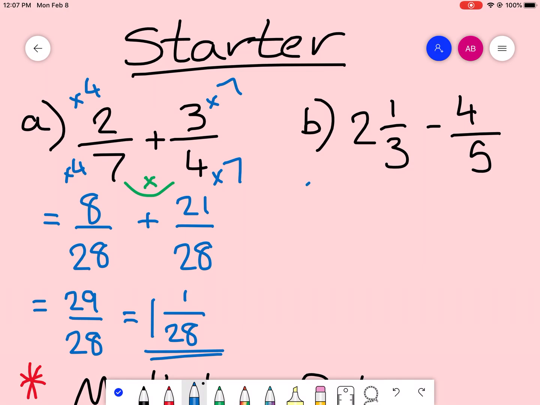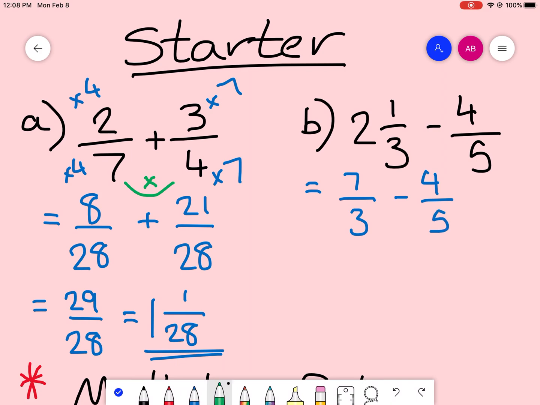Next, here we have got to subtract a fraction from a mixed number. So we'll have to change the mixed number first into a top-heavy fraction. So 2 1/3, 2 times 3 plus the 1 gives me 7 over 3. Subtract 4 over 5.